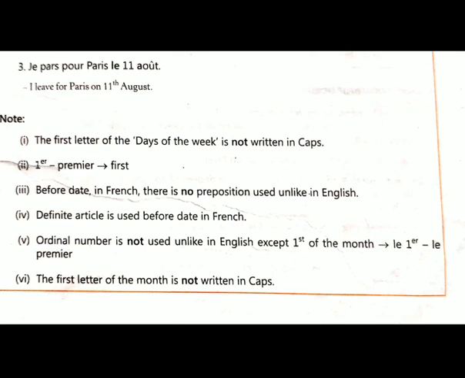Fifth point, ordinal numbers are not used, unlike in English, except for the first of the month. For example, we speak like this in English: first of January, 2nd of January, 3rd of January. These first, second, third are ordinal numbers. In French we don't use ordinal numbers except one. Only first we write as premier, otherwise deux, trois, quatre. Now the sixth point: the first letter of the month we will not write in capital form.